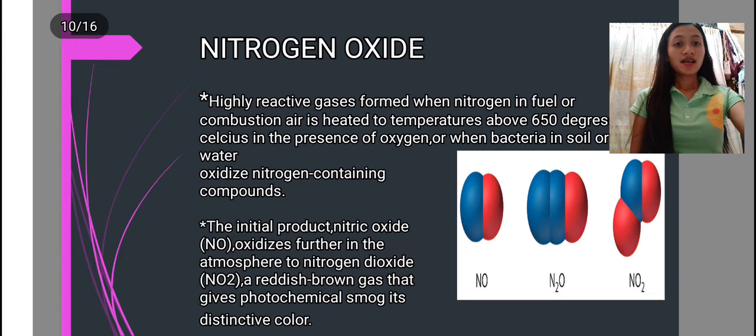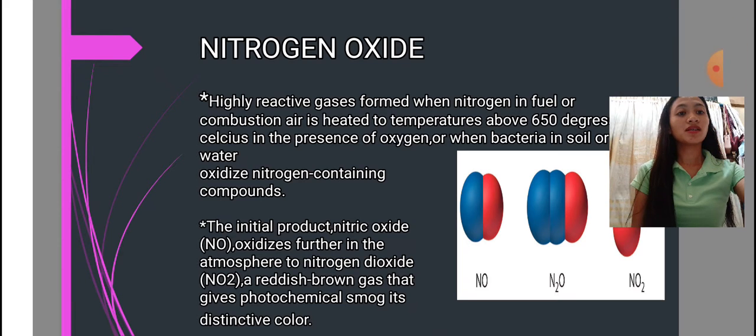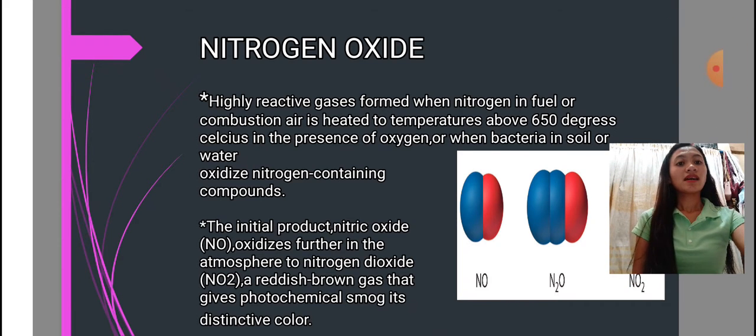Next is nitrogen oxide. Highly reactive gases formed when nitrogen in fuel or combustion air is heated at temperatures above 650 degrees Celsius in the presence of oxygen, or when bacteria in soil or water oxidize nitrogen-containing compounds. The initial product, nitric oxide, or NO, oxidizes further in the atmosphere to nitrogen dioxide, a reddish-brown gas that gives photochemical smog its distinctive color.